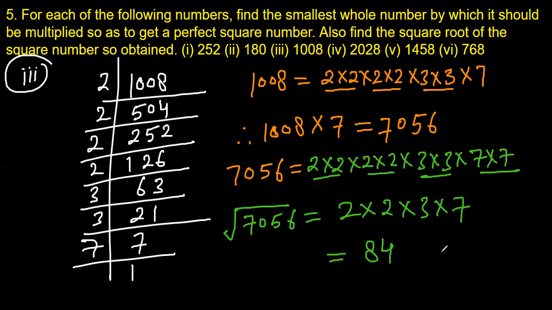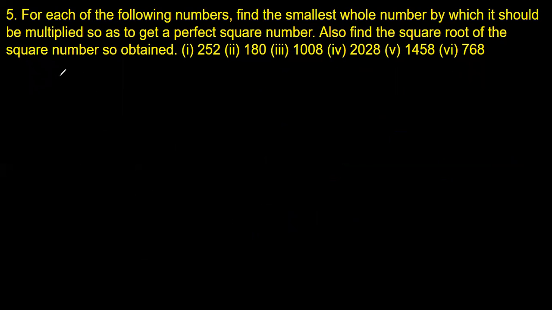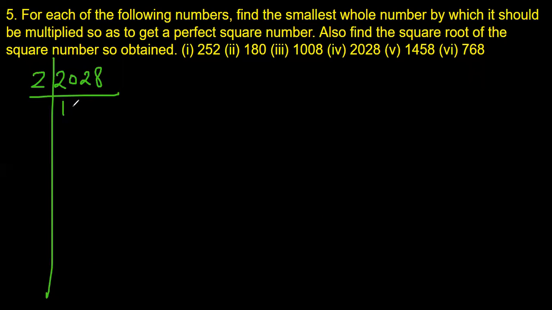Let's see the next one, 2028. Now 2028. All we need to do is prime factorization. So 2 1 time, 0 time, 1 time, 4 time. Yes, one more time, 2 5s. Now 1 not divisible, so 0, and 2 7s are 14.